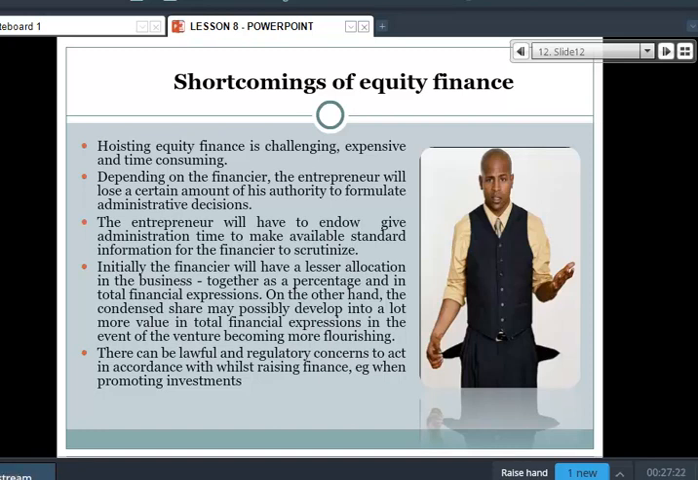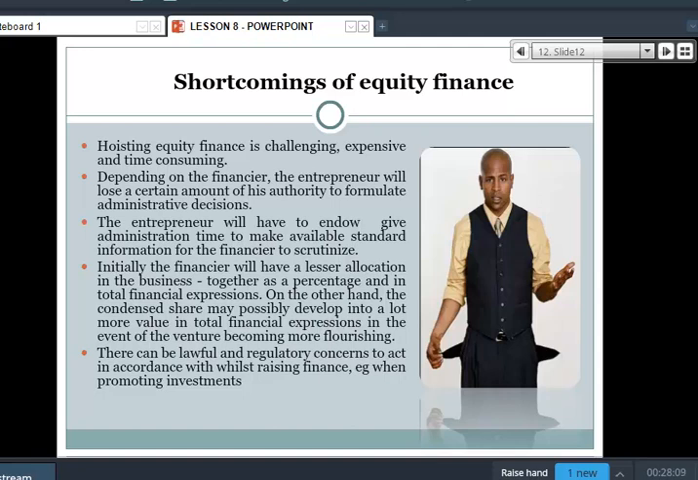So depending on the financer, the entrepreneur will lose a certain amount of his authority to formulate administrative decisions. As I've told you, the entrepreneur will lose the power of controlling his own business. And there will be some double standards in managing the company, decisions, and rules and regulations. So the entrepreneur will have to give the administration time to make the standard information available for the financier to scrutinize.